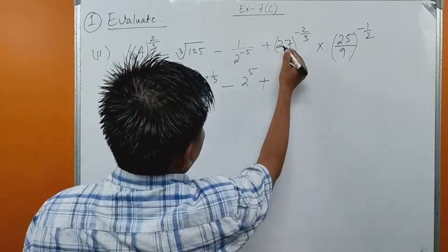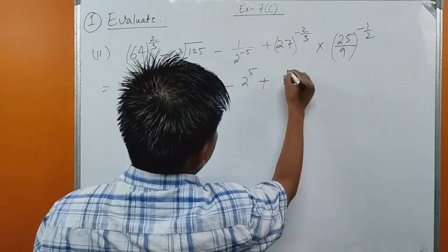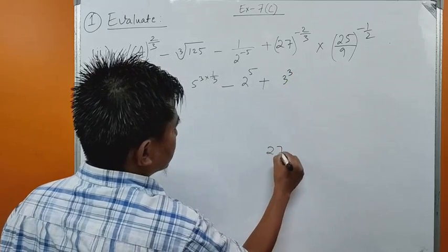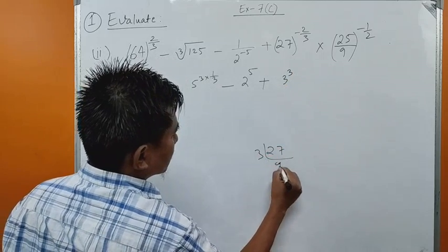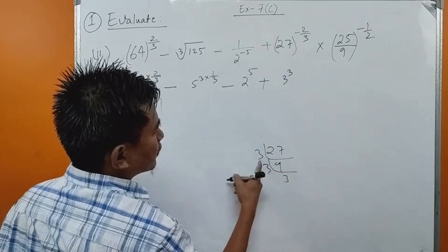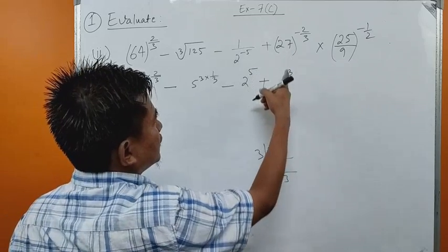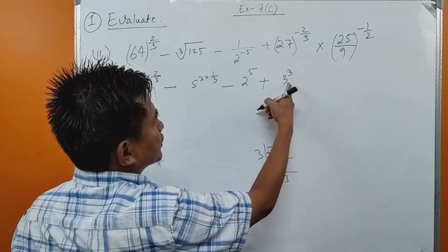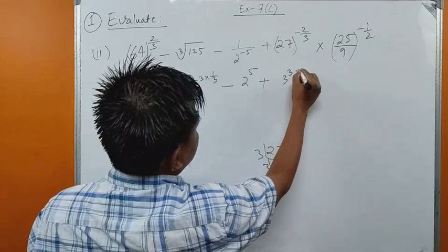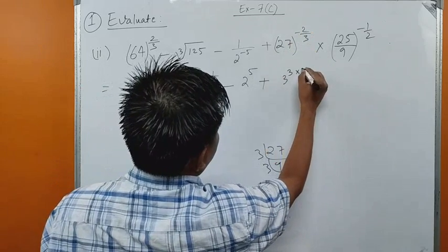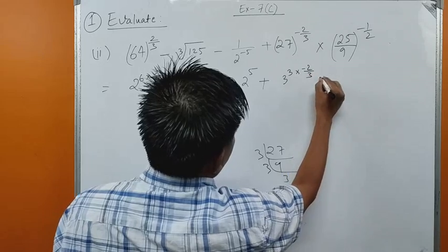Plus 27 means 3 cubed. 27 means 3 9s are 27, 3 3s are 9. 3 multiplied 3 times, 1, 2, 3 times gives us 27. So 27 is written as 3 cubed to the power minus 2 by 3, into minus 2 by 3.